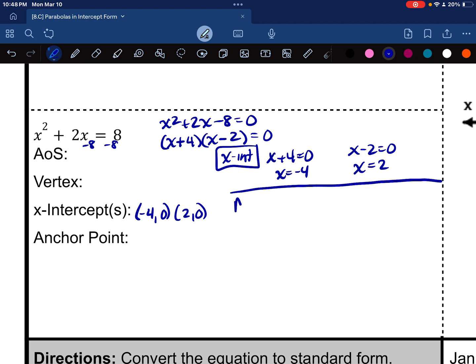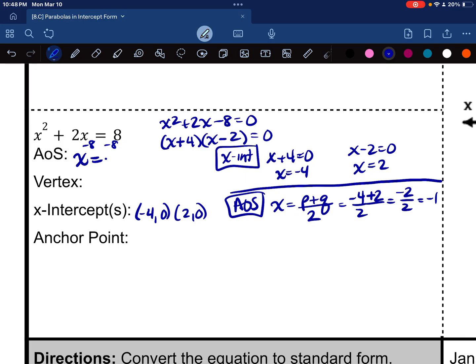So now I'm going to go find my AOS, my axis of symmetry. So we have the formula x equals P plus Q over 2. So I have negative 4 plus 2 over 2, which is negative 2 over 2, which is negative 1. So I have the equation x equals negative 1 for my axis of symmetry.